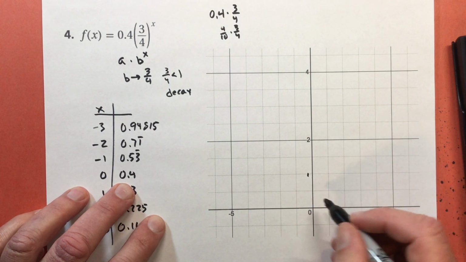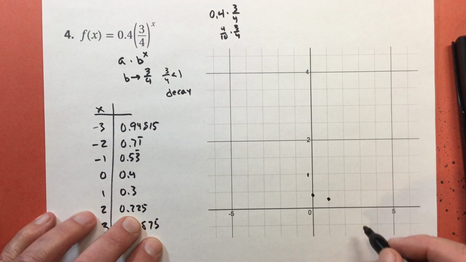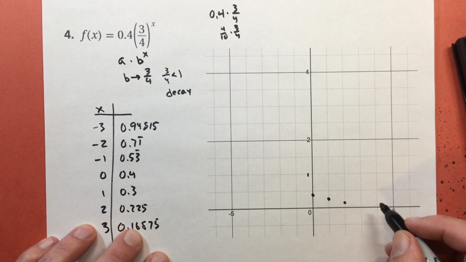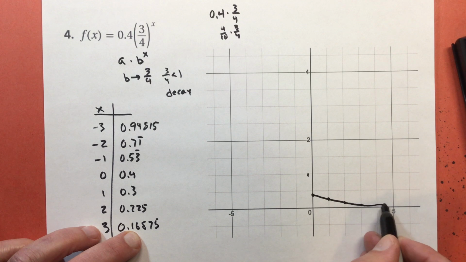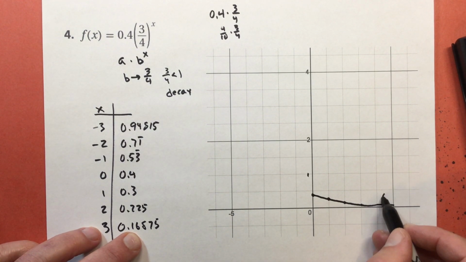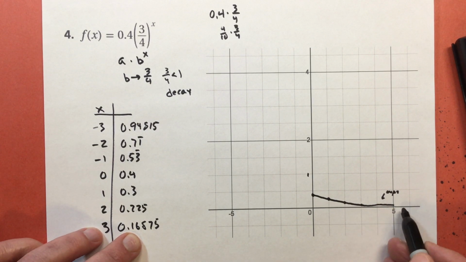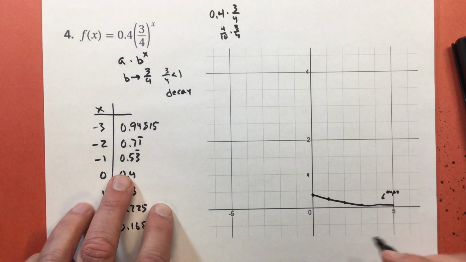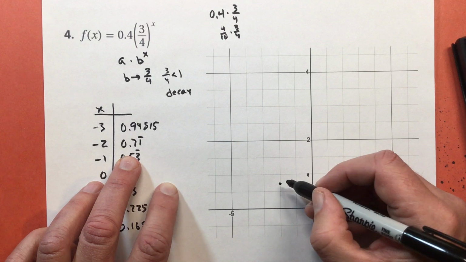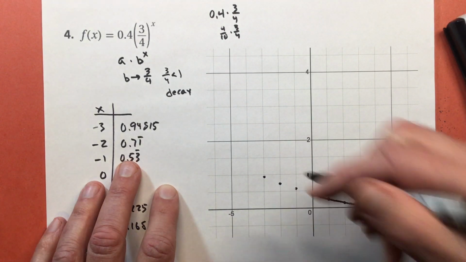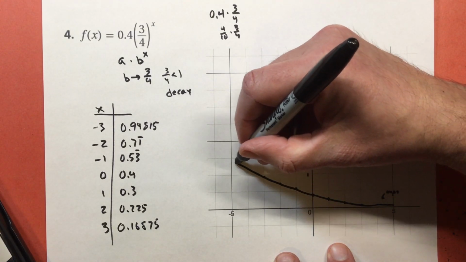This is 1, so 0.4 is about right here. 0.3 is about right here. 0.25 is here, and now I'm getting really low. So this one's going to look like this. Sorry, I kind of bubbled it. But again, this never touches the x-axis. Going the other direction, now I'm about right here, and now I'm getting close to 1. So it does look like it's starting to curve upwards.